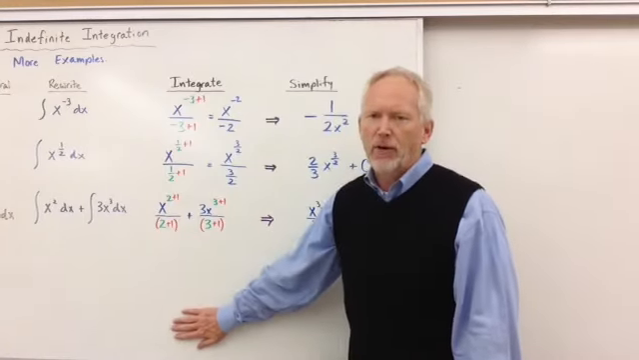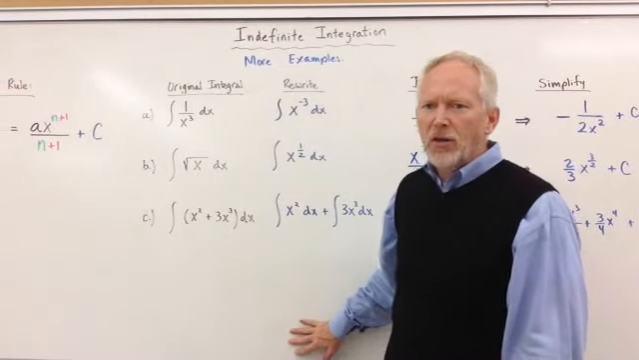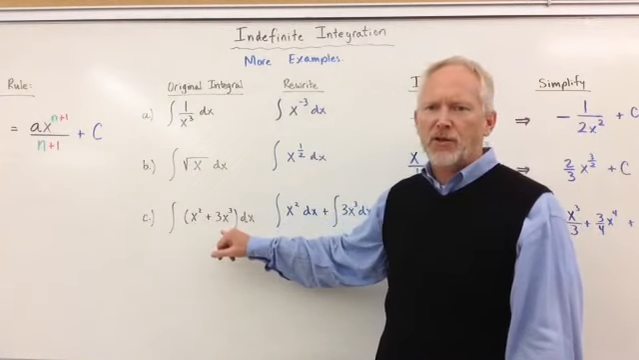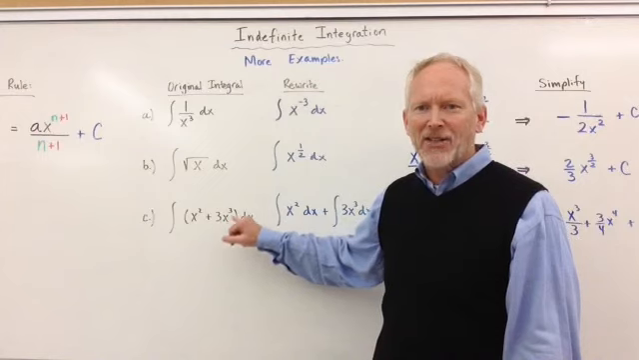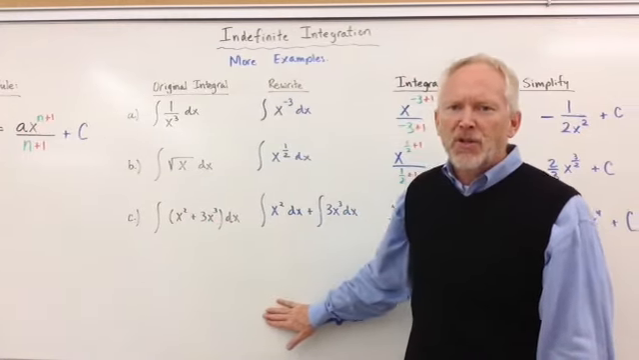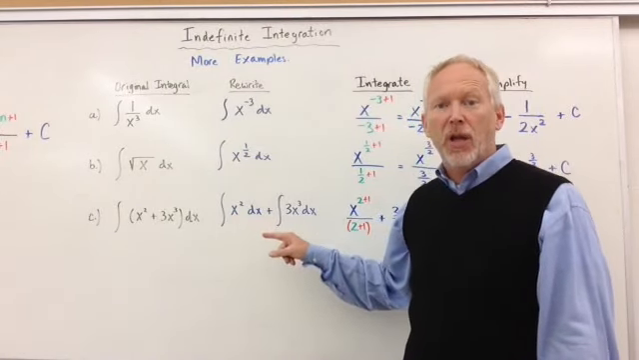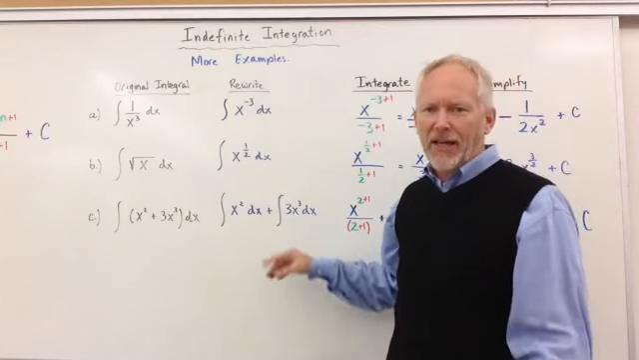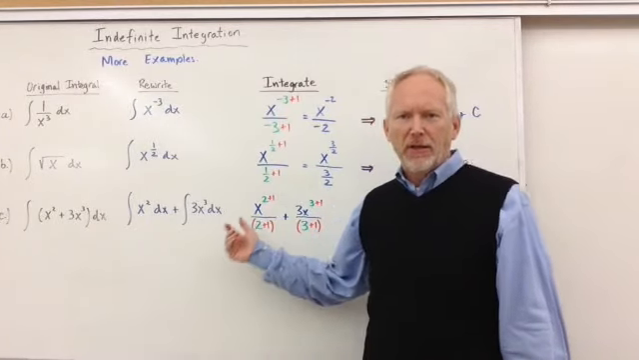All right, last one. Letter C. This one, we've got a combination here. So it's x squared plus 3x cubed. It might be hard to see, but that is 3x cubed dx. And we can rewrite that as two separate integrals. The integral of x squared dx plus the integral of 3x cubed dx. So now we just treat each one individually.